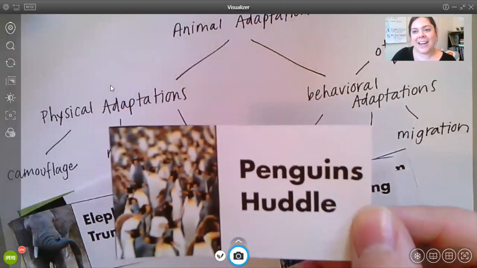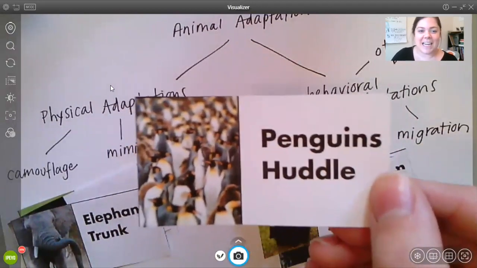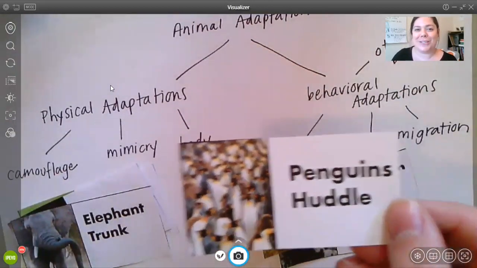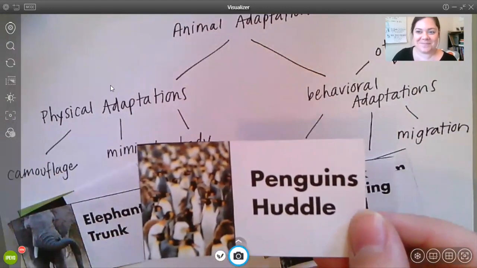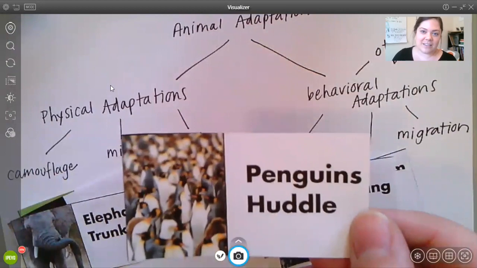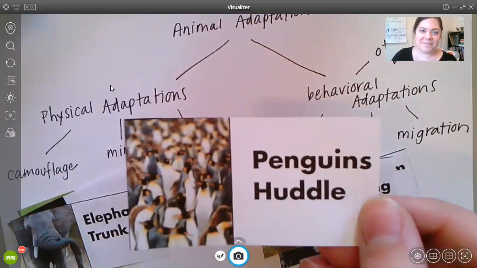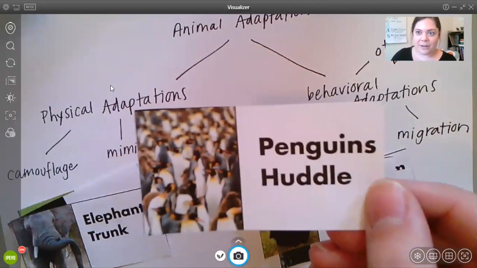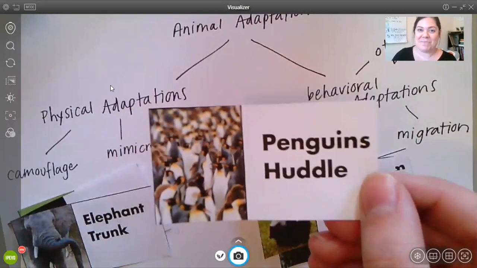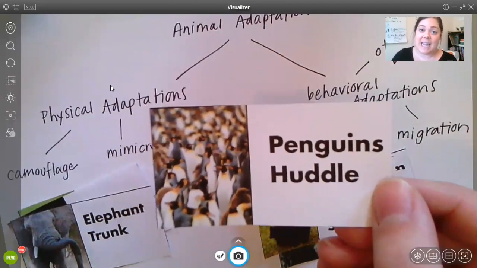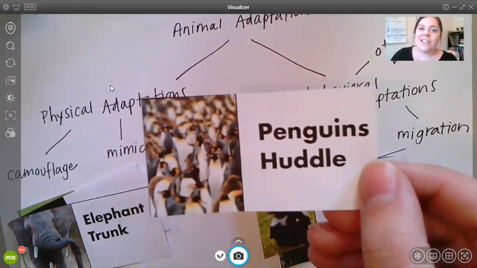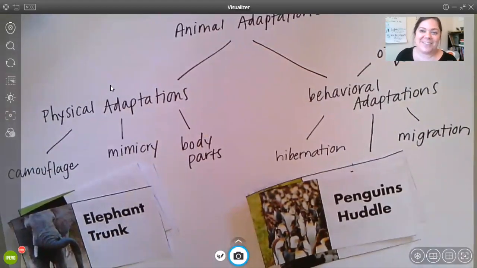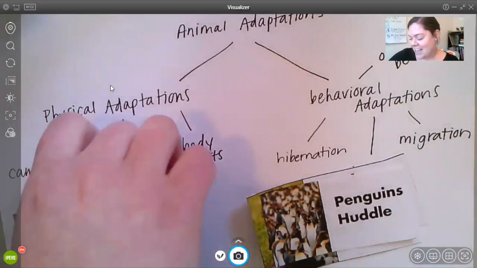Penguins in a huddle. Go ahead, take a few seconds to decide if you think this is a physical adaptation or a behavioral adaptation, and make sure you explain to yourself why you chose your answer. All right, penguins grouping together. This is an action that the penguins are taking in order to stay warm and to stay safe from some of their Arctic predators. So if it's an action they're taking, it must be a behavioral adaptation. How'd you do? All right, boys and girls.